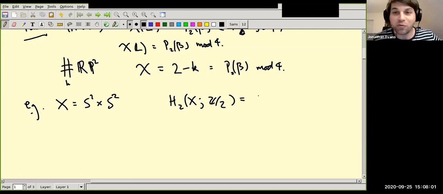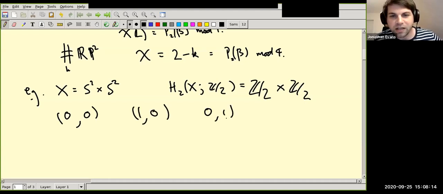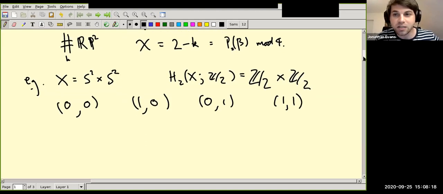Well, the answer is there are 4 classes, right? The cohomology is Z mod 2 times Z mod 2, so there are 4 elements. So there's 0, 0, there's 1, 0, there's 0, 1, and there's 1, 1. Okay, so let's deal with these 4 cases separately.